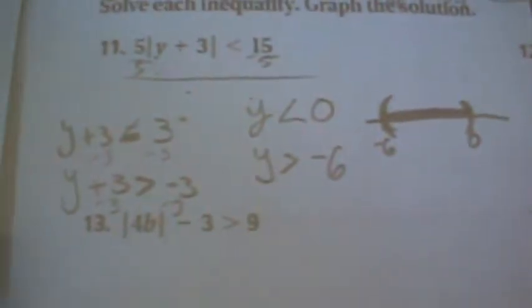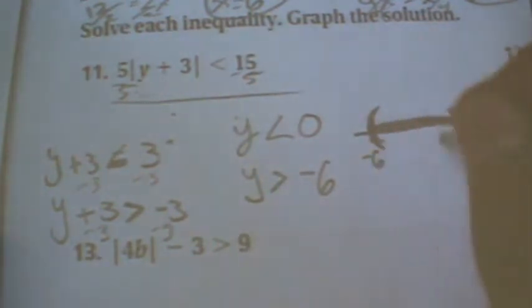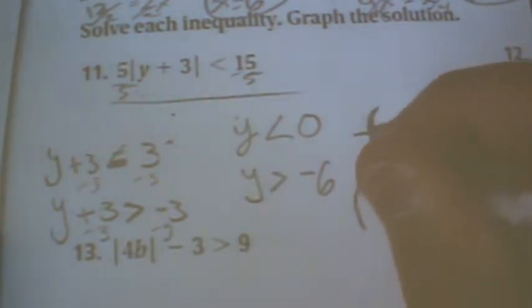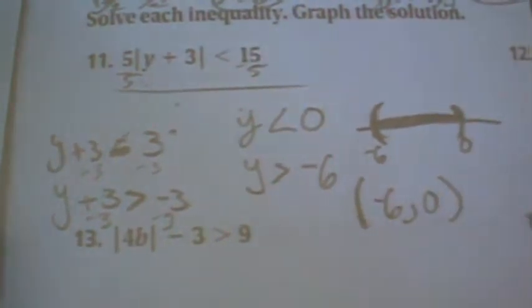Oh, wait, did you write the answer in interval notation on that one? No. Let's see what it looks like in interval notation. So it's going to be parentheses negative 6, 0. Yep. Yeah, alright. Next one, you don't have to change a lot to it because the absolute value is already by itself. So I'm going to split it up into 2 just because it's easier.